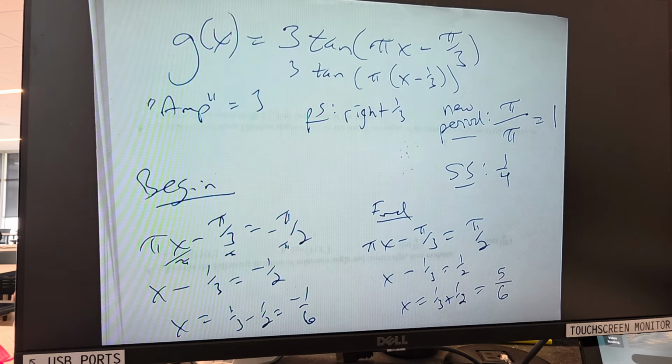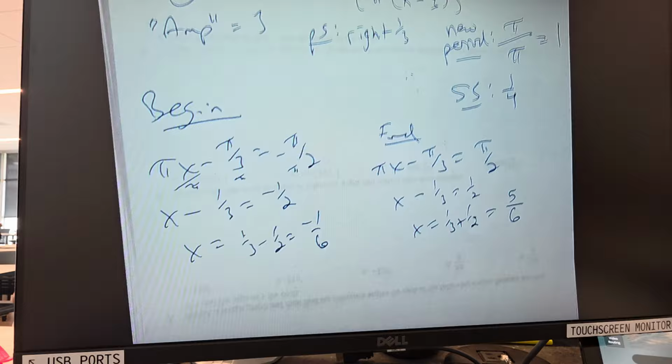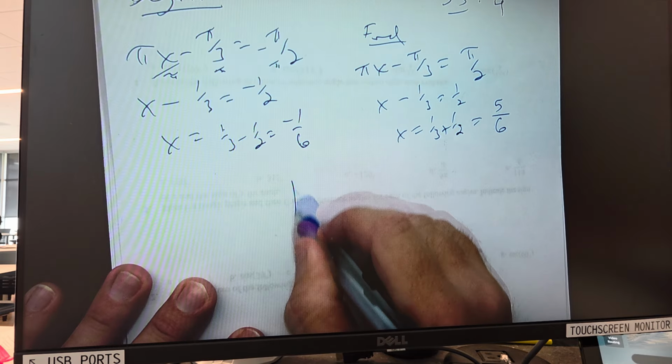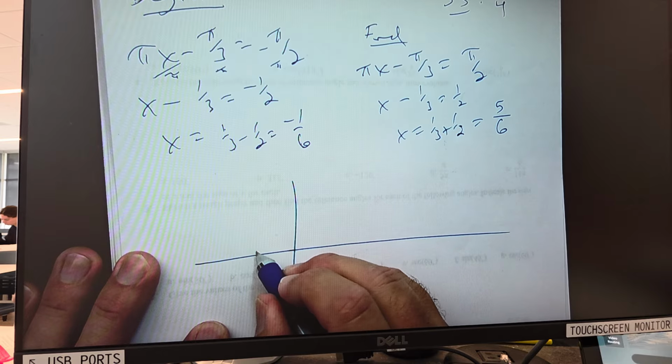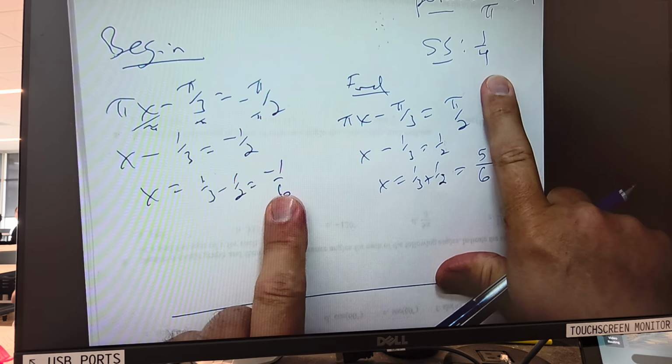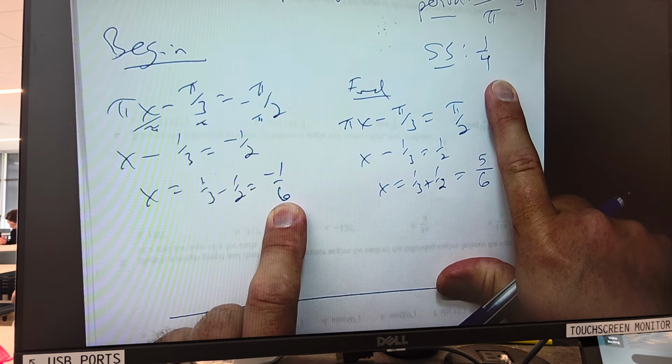Okay. What do I do now? Yes. So I'm going to start at -1/6. Now here's the trick with this. What's my step size? 1/4. So here's where you have to just extend the idea we used before.